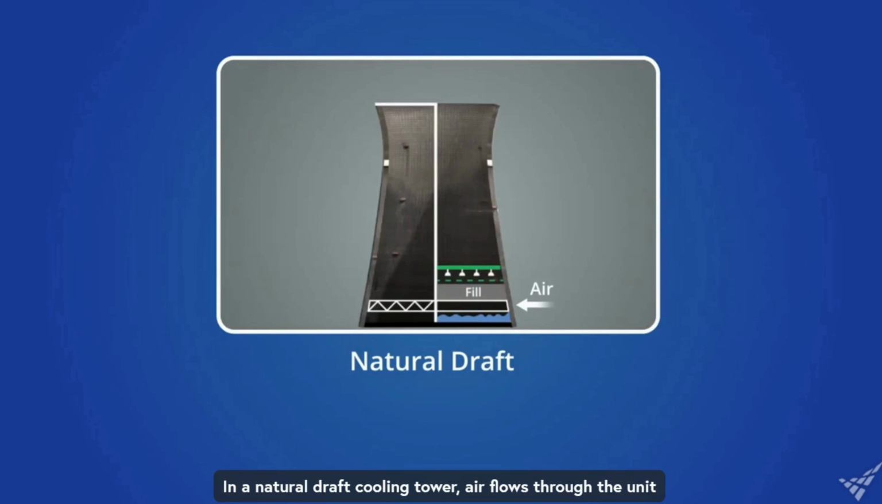In a natural draft cooling tower, air flows through the unit naturally, without the aid of mechanical devices, as in a chimney. As the air inside the tower is heated by the incoming hot water, it becomes less dense than the air surrounding the tower. As the less dense warm air rises up through the tower, higher density, cooler outside air is drawn into the bottom of the tower. The cooler air comes into contact with the falling warm water, is heated, and the process continues.